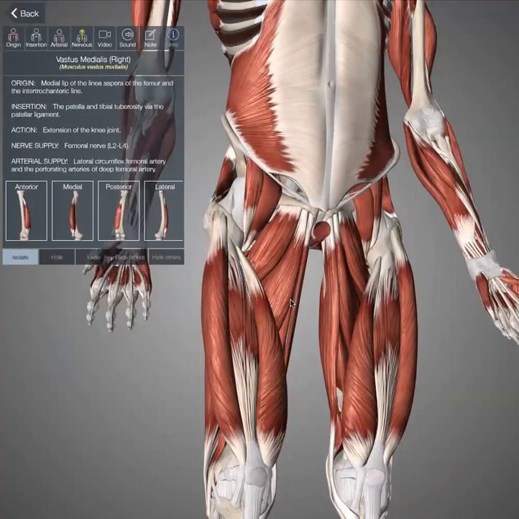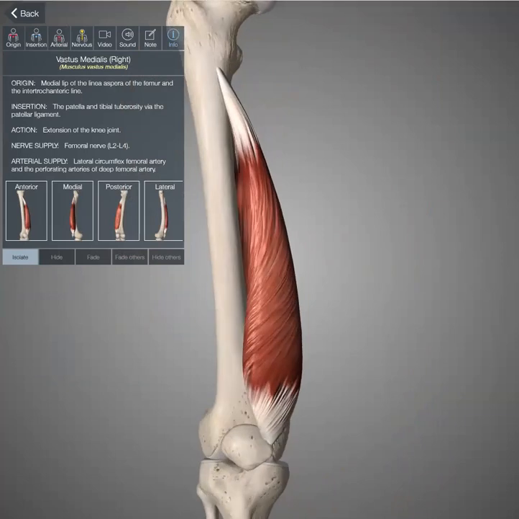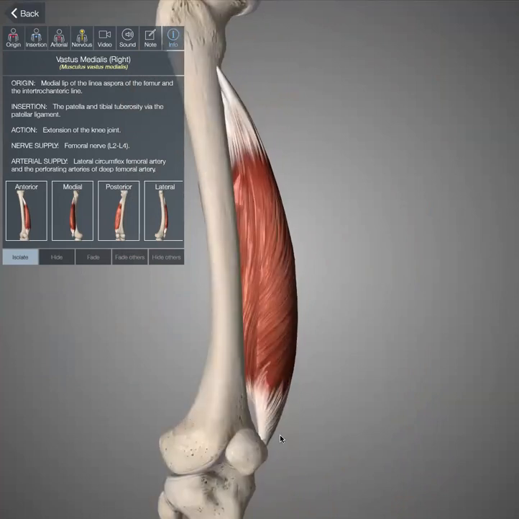Now this one, vastus medialis, it originates from the intertrochanteric line, okay? Extends to reach the tibial tuberosity by attaching to the patellar tendon. Function is extending the knee joint and stabilizing the patella, femoral nerve innervation. Okay.